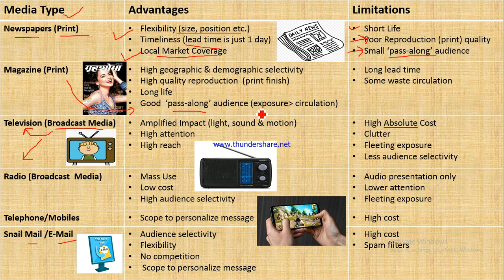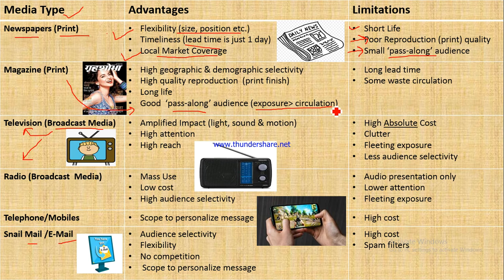So have a look at this particular formula here. Exposure is more than circulation. Now what do we mean by this? I have purchased the newspaper. So in terms of subscriber, I am just one subscriber. But if my family members are reading the newspapers, they are also getting exposed to the ad. And let's say there are 5 members in my family. So exposure is 5 while circulation is just 1. I am just one subscriber, but my whole family is getting exposed.